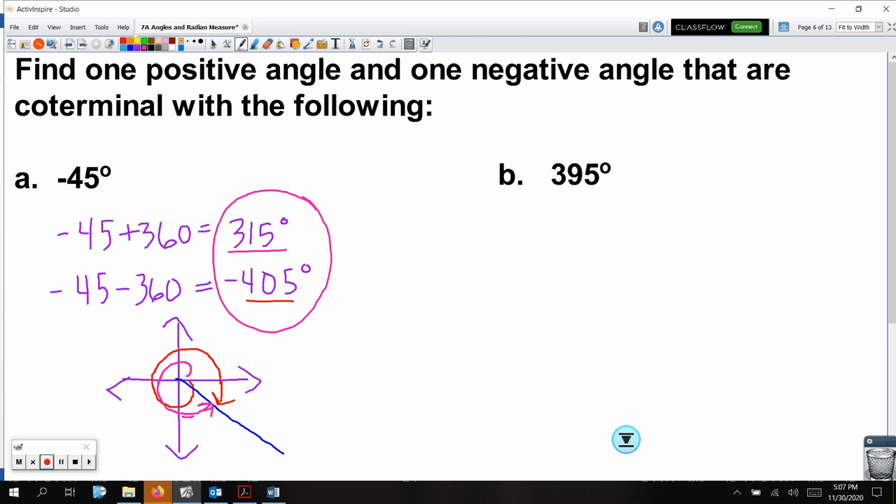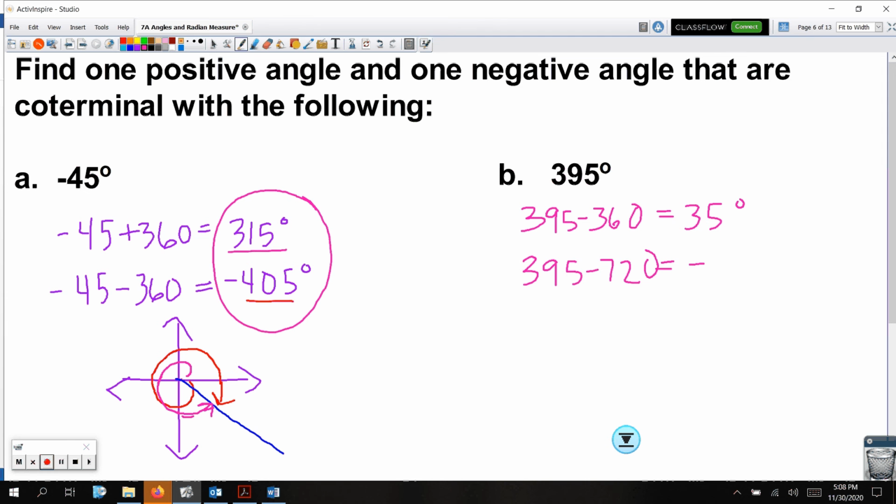So for 395, if I want a positive, I can subtract 360 and get 35 degrees. That's positive, and I got it by subtracting. That's fine. Now thinking about that, to get a negative, I'm going to need to subtract bigger than 360. The next multiple is 720. So let's take 395 minus 720.